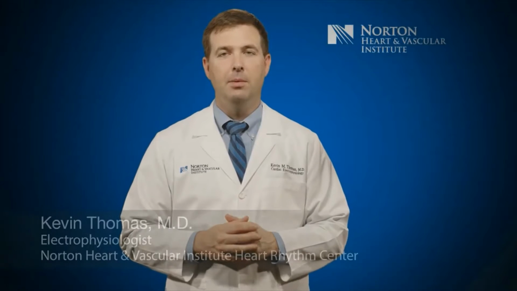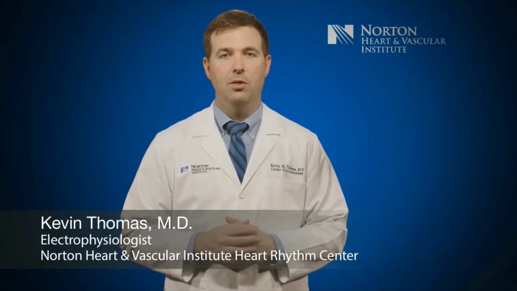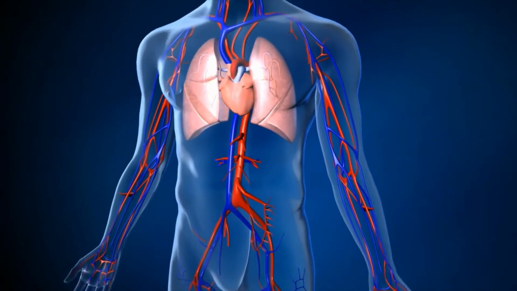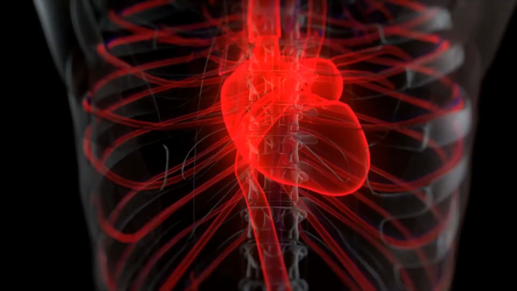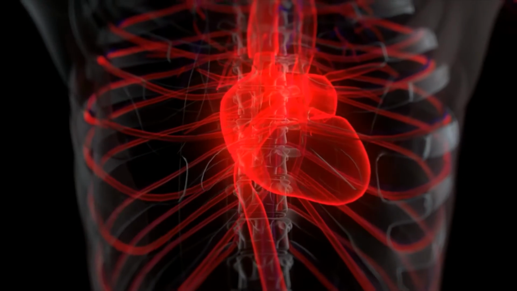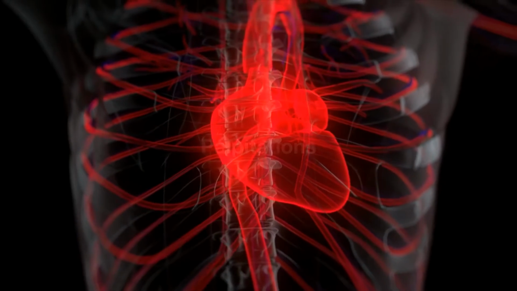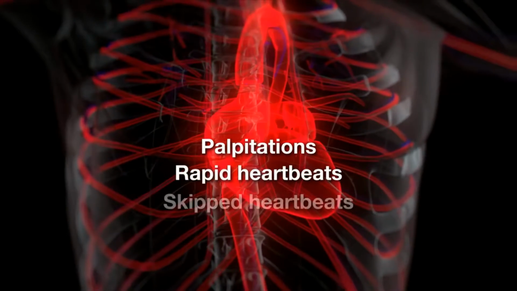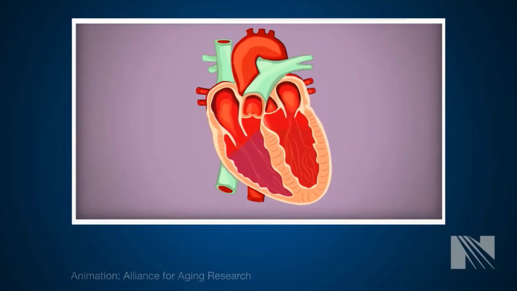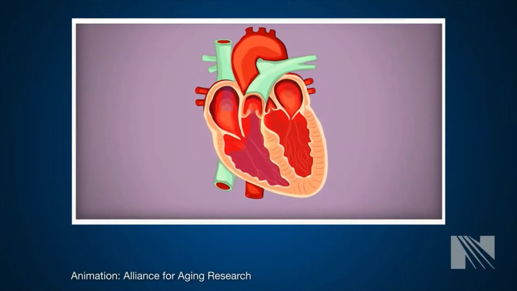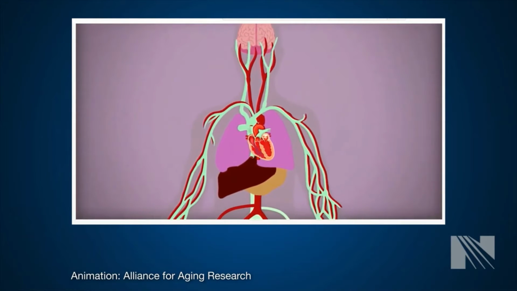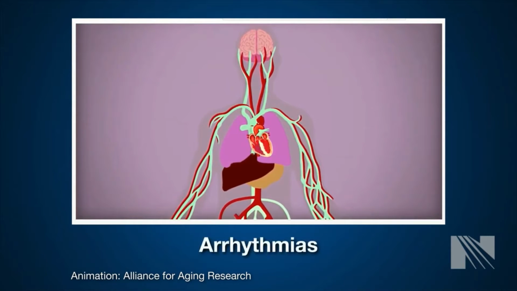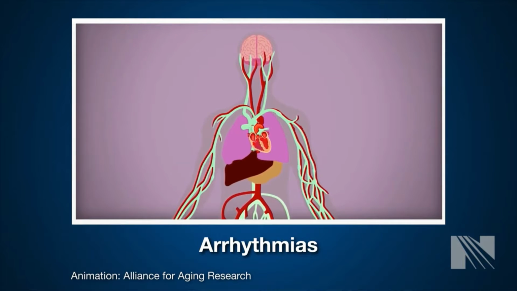I'm Dr. Kevin Thomas, a cardiac electrophysiologist with the Norton Heart and Vascular Institute. The heart's electrical system produces signals that control the timing of your heartbeats. Sometimes, this system can beat irregularly and cause symptoms of palpitations, rapid heartbeats, or skipped heartbeats. This can be due to short circuits in the electrical system, extra heartbeats, or abnormal electrical connections. These abnormal rhythms are called arrhythmias.